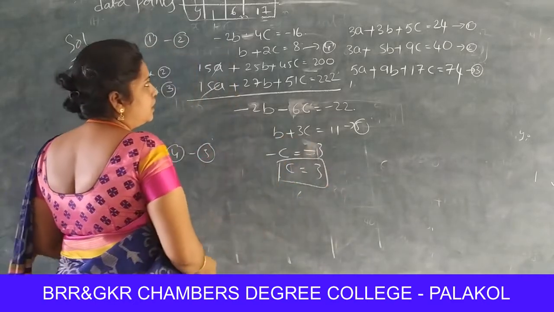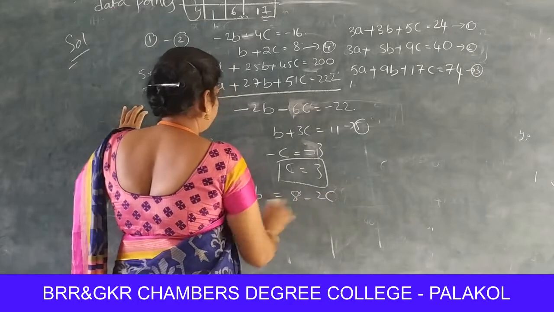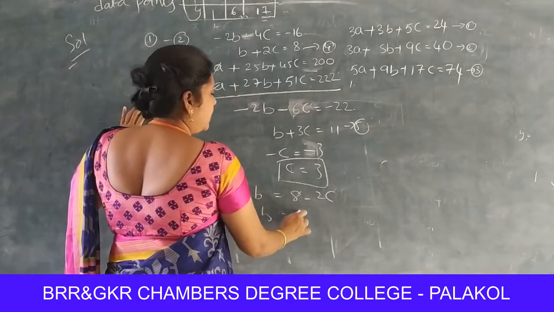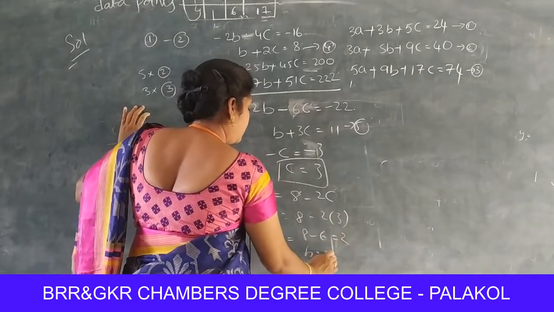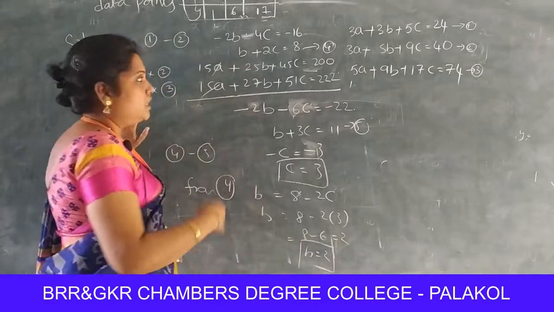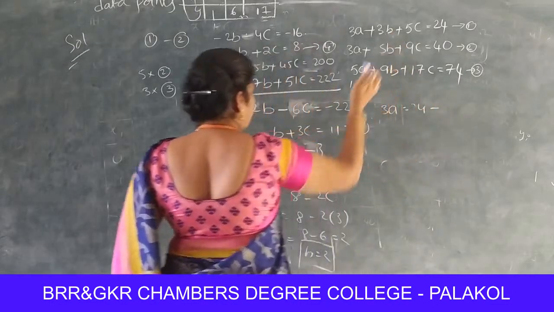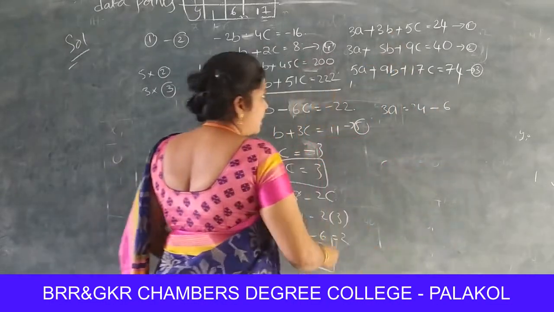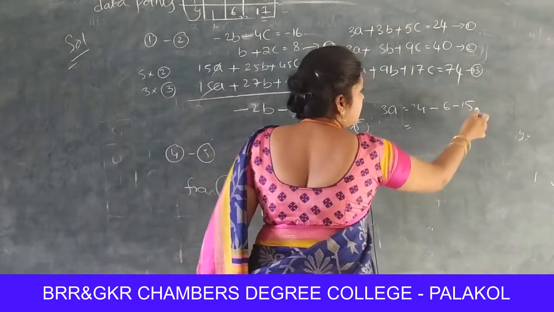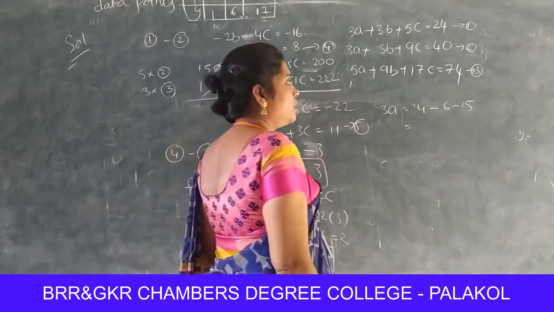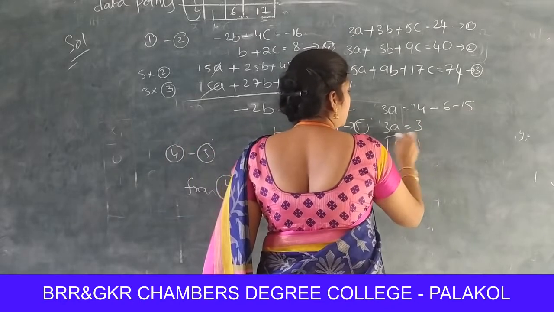Substitute 3 in the fourth equation, then we get B. So, 8 minus 2C from equation 4: 8 minus 2 into 3, that is 6, 8 minus 6 is 2. Therefore, the B value is 2. Now, substitute B and C in equation 1. Then 3A is equal to 24 minus 3B, with B value 2, that is 6, and minus 5C, with C value 3, that is 15. So, 6 plus 15 is 21, 24 minus 21 is 3. 3A is equal to 3, so A is 1.